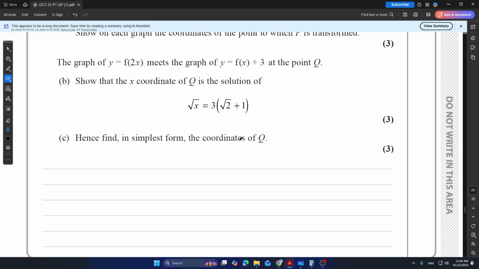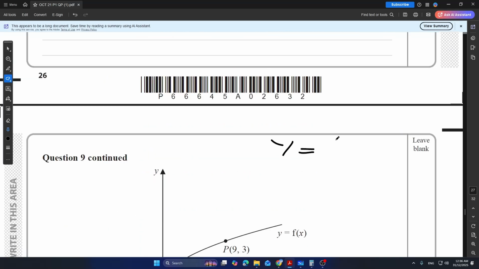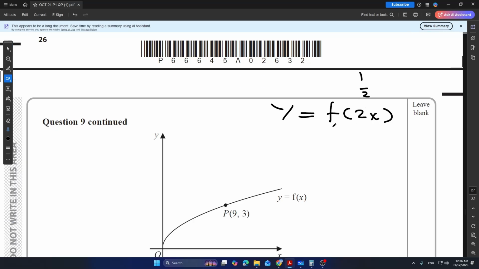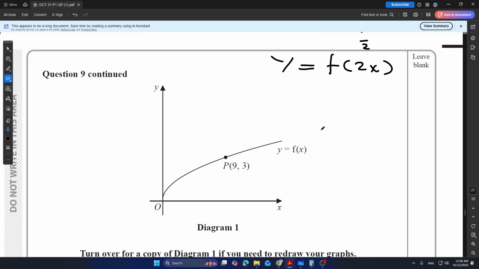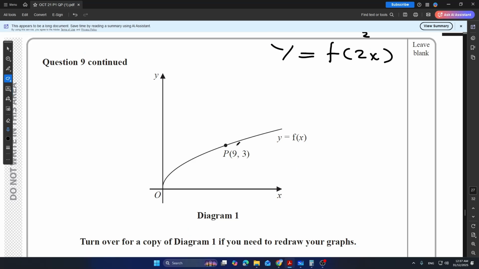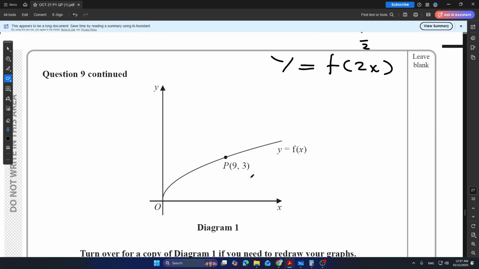So we have y equal to f(2x). Let's sketch this one first. I told you when we have it in the bracket, we're going to find the reciprocal. This is a stretch. So we find the reciprocal of 2, which is 1 over 2, and multiply the x coordinates by that. So basically, this would be like a shrunk graph. So for P, I need to multiply the x coordinate by 1 over 2.